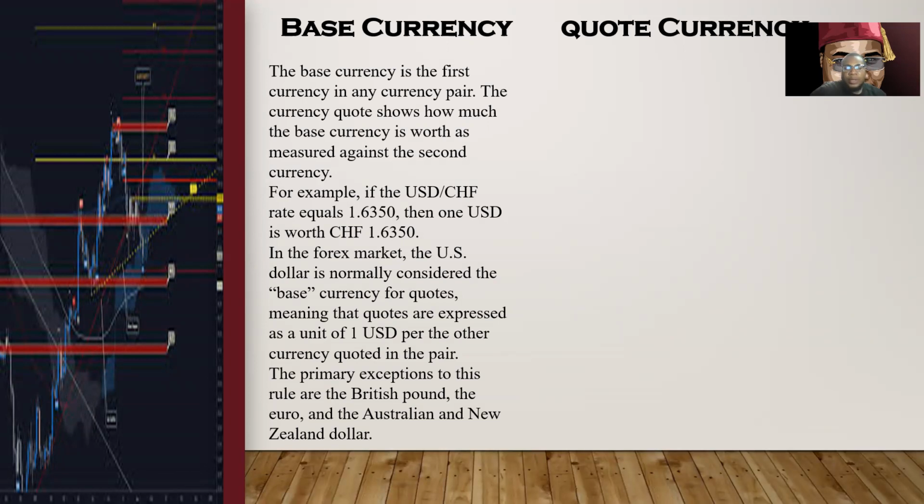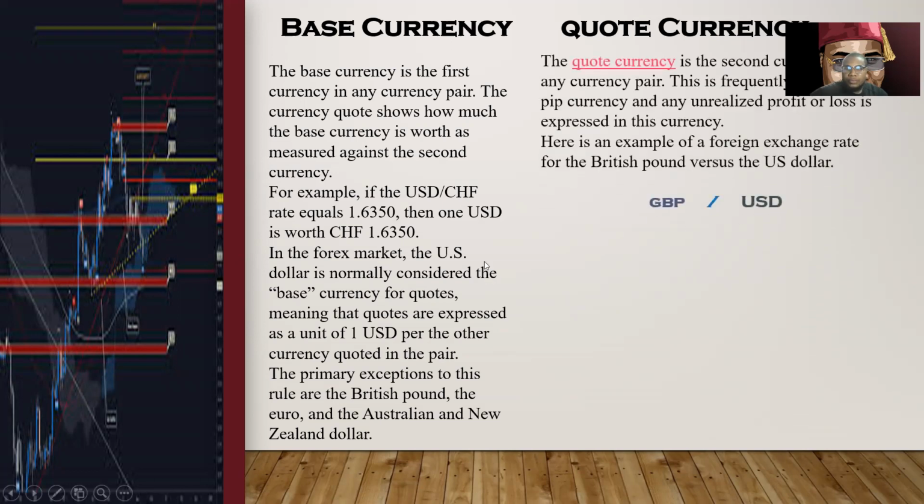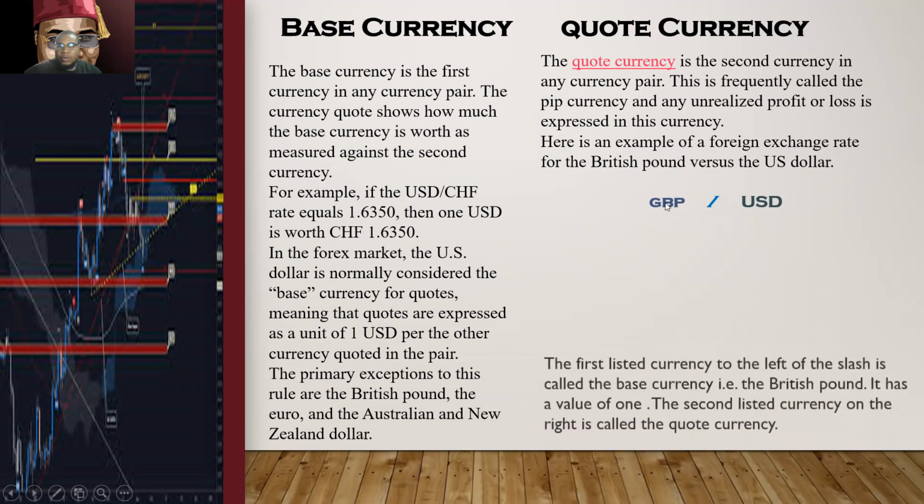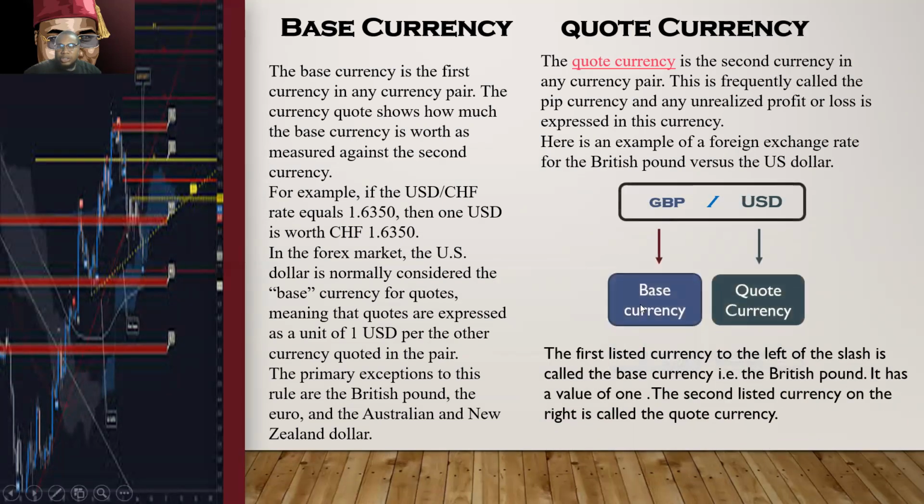You understand? The primary exemptions to this rule are the British pound, the euro, the Australian dollar, and the New Zealand dollar. So what is a quote? The quote is the second currency in any currency pair. Just like we have GBP USD in this case. You see, the GBP is the base currency here, and the USD is the quote currency.